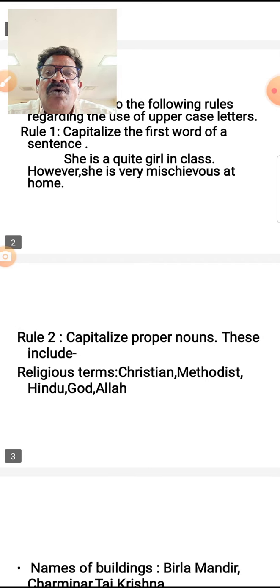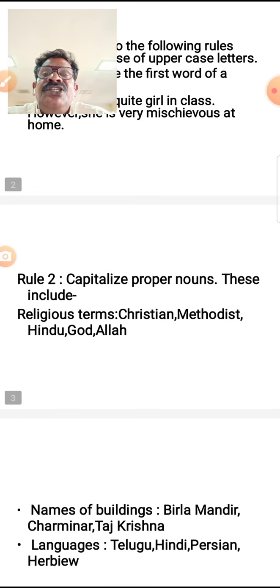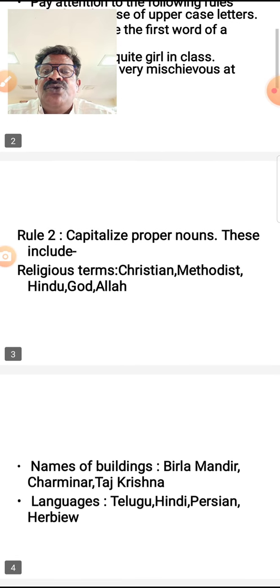And now look at the second rule. What is the second rule? To initial the capital letter. So capitalize proper nouns. So all the proper nouns should start with a capital letter. So what are they? What are the proper nouns?